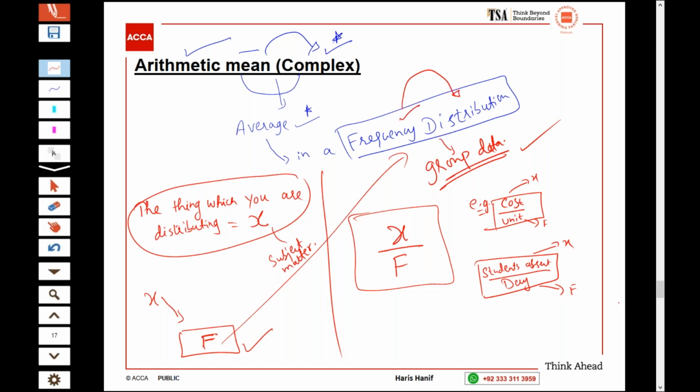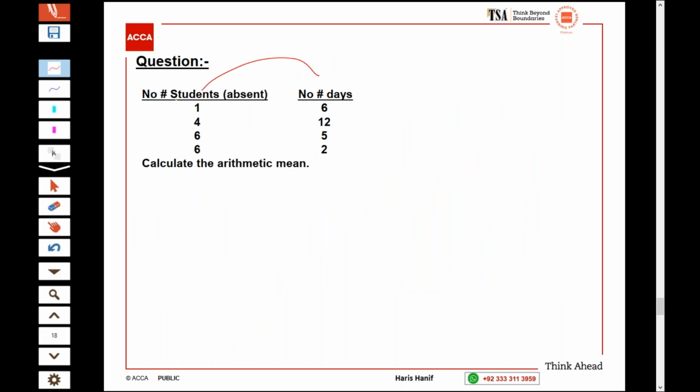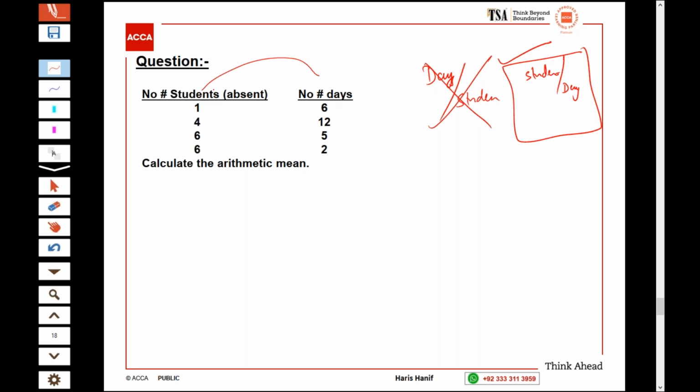Now I am going on to the next slide. Now see, this is saying students absent and number of days. Days per student does not make sense. What does make sense? Students per day. Which means students are X and number of days are F. Now calculate the arithmetic mean. Whenever you have a complex arithmetic mean, you calculate summation of Fx upon summation of F. Now how? See here.